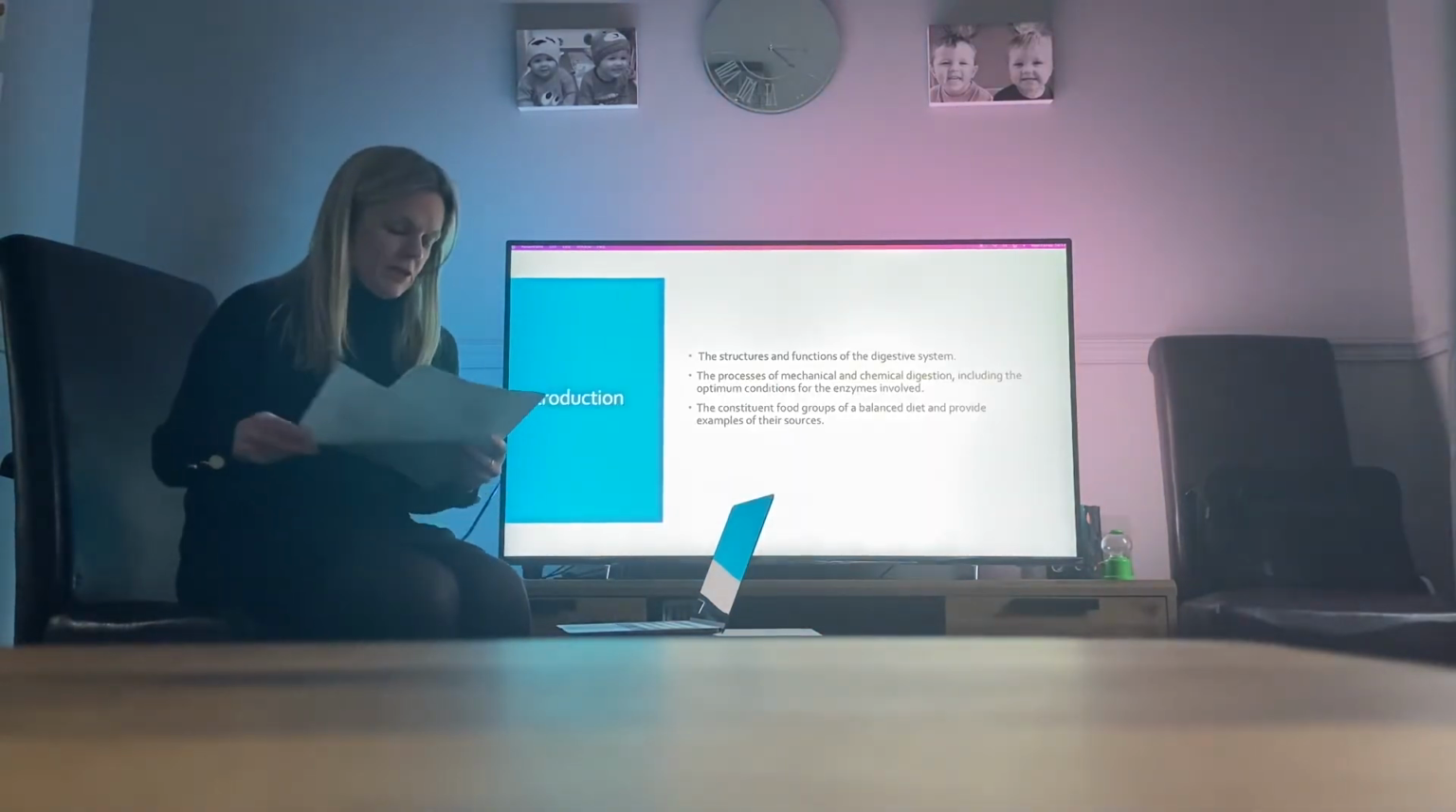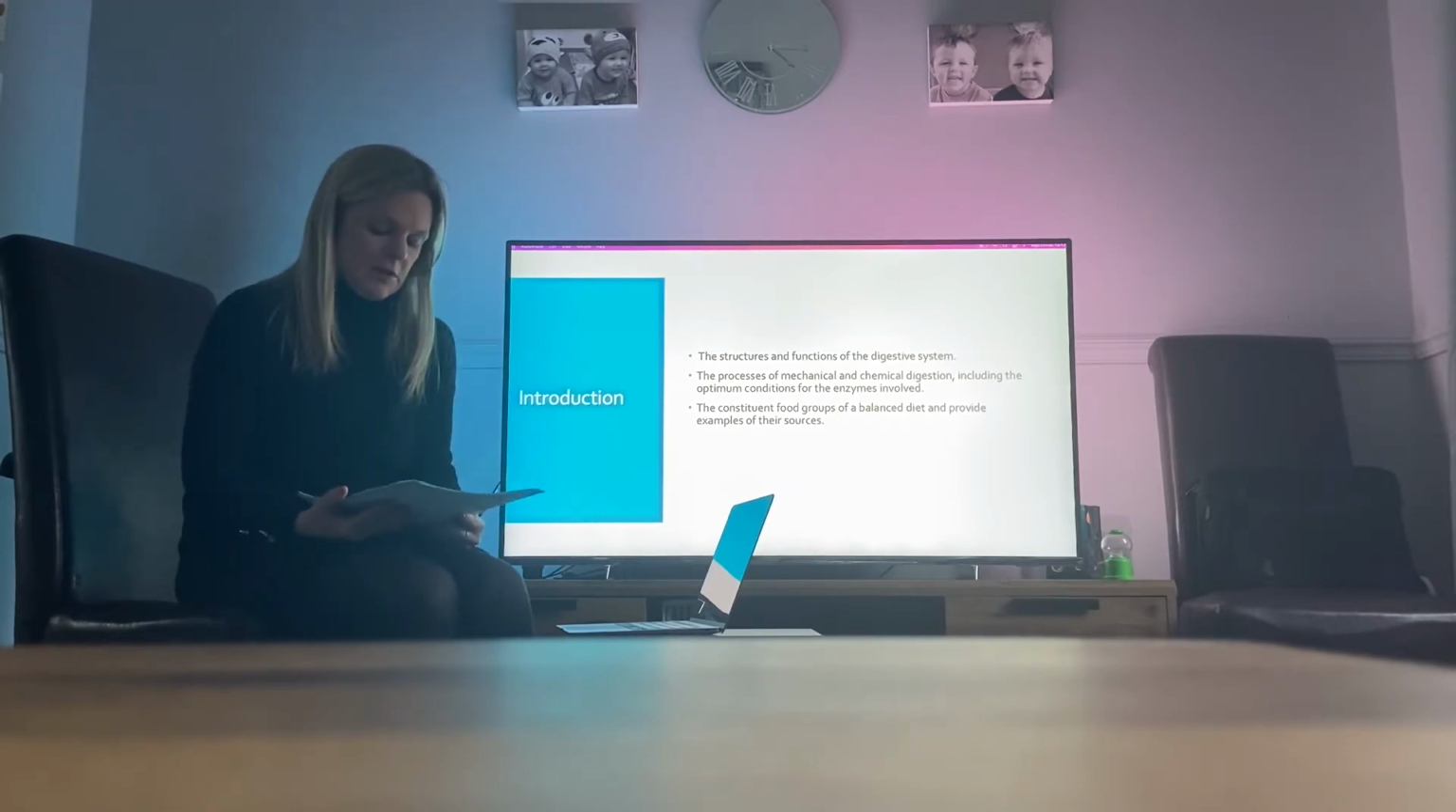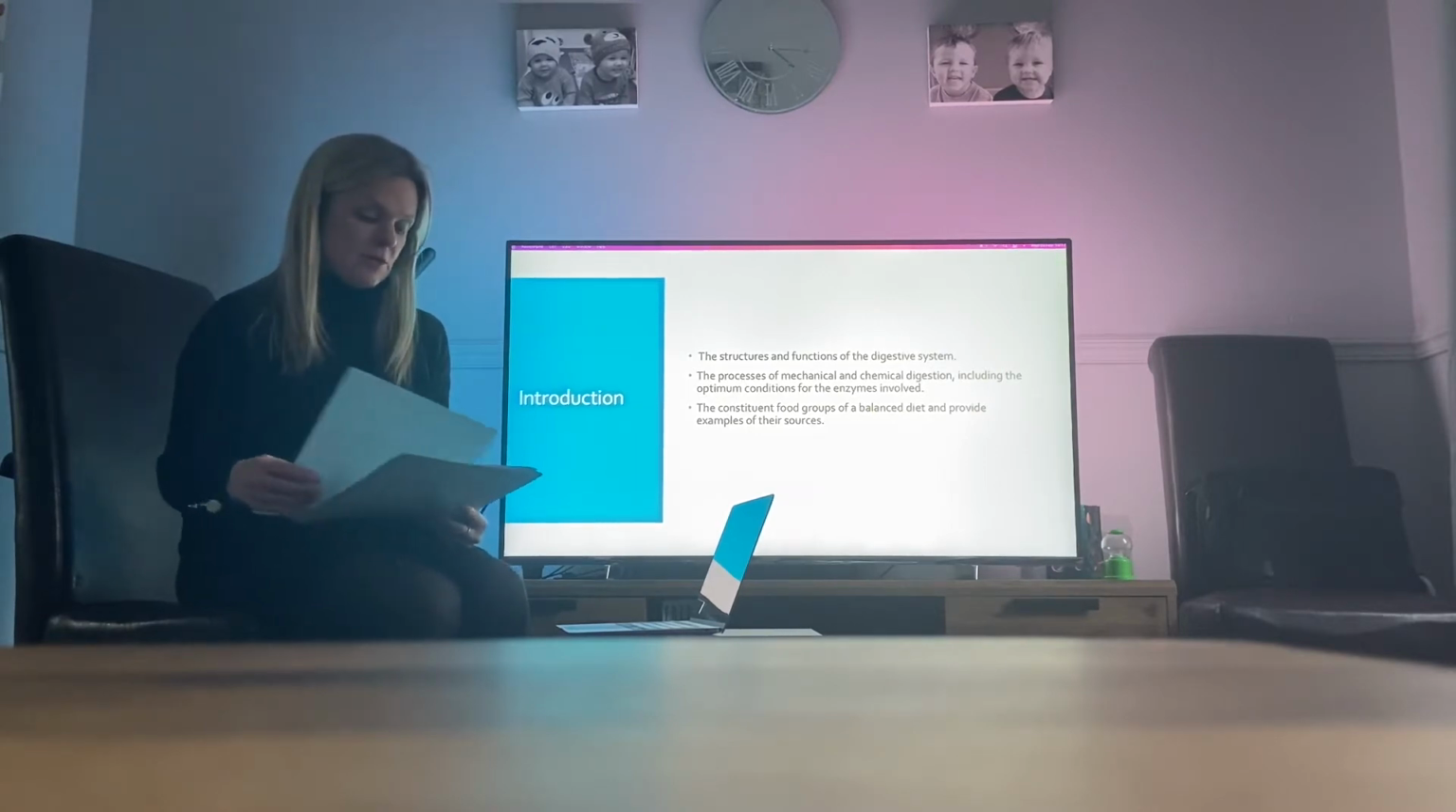During this presentation I will be looking at the structure and functions of the digestive system, the processes of mechanical and chemical digestion, including the optimum conditions for the enzymes involved in this, and lastly, the constituent food groups of a balanced diet, providing examples of their sources.